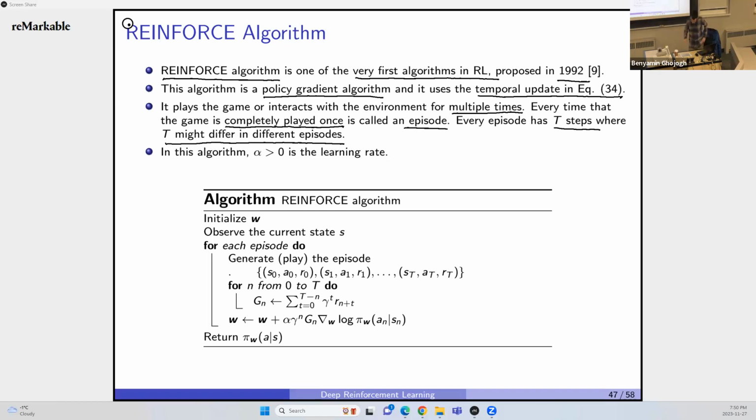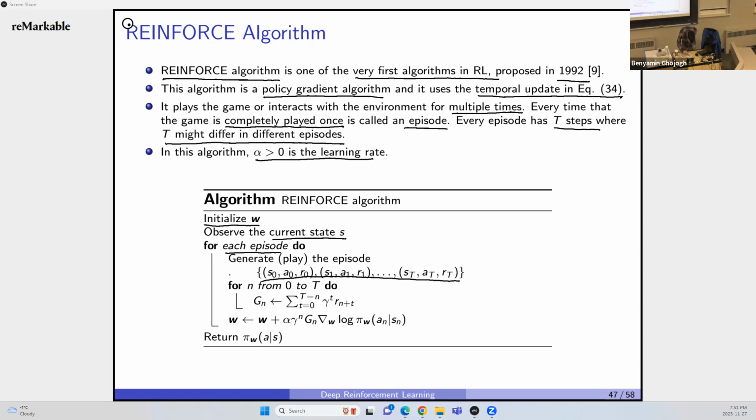In this algorithm, alpha is the learning rate. So let's see the algorithm. Initialize W, your parameters. Observe the current state S. And for each episode, what do we do? Play the episode from start to end. So you have a bunch of triplets: S0, A0, R0, then S1, A1, R1, until ST, AT, RT, right? So basically, it's one tiny trajectory in the whole tree of possibilities, at every episode.